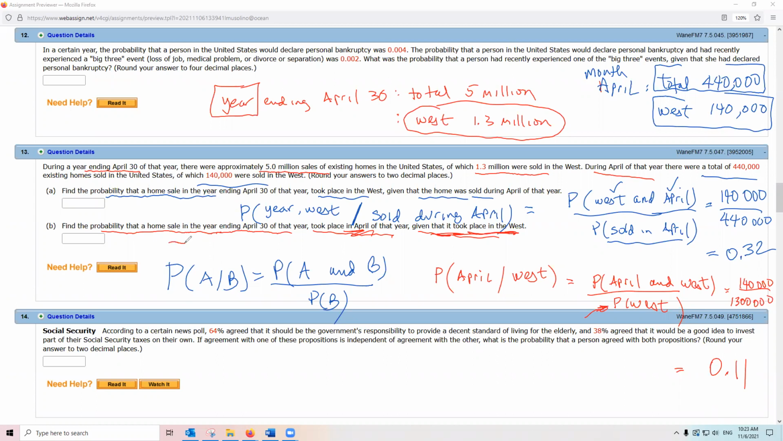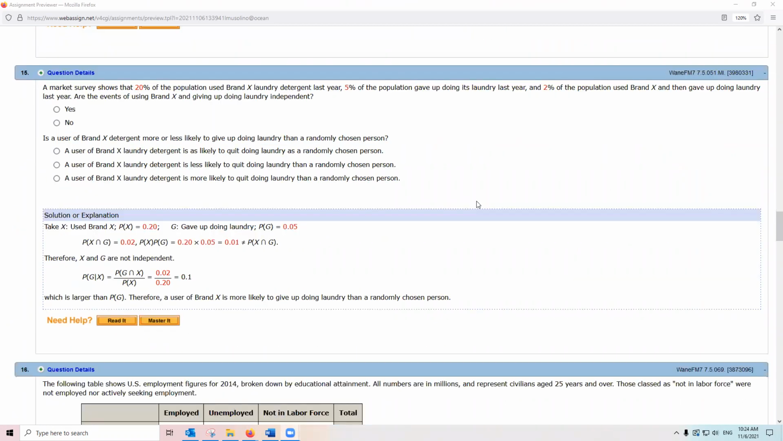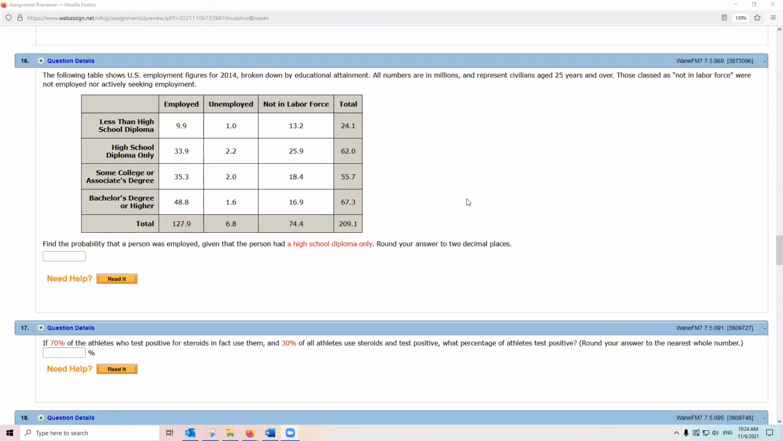So again, for this example, I'm using this formula. I just had to very carefully read what events were A and B in each one of the two parts of this question. All right, let's look at a couple more maybe. I'm going to look and see what might be different.